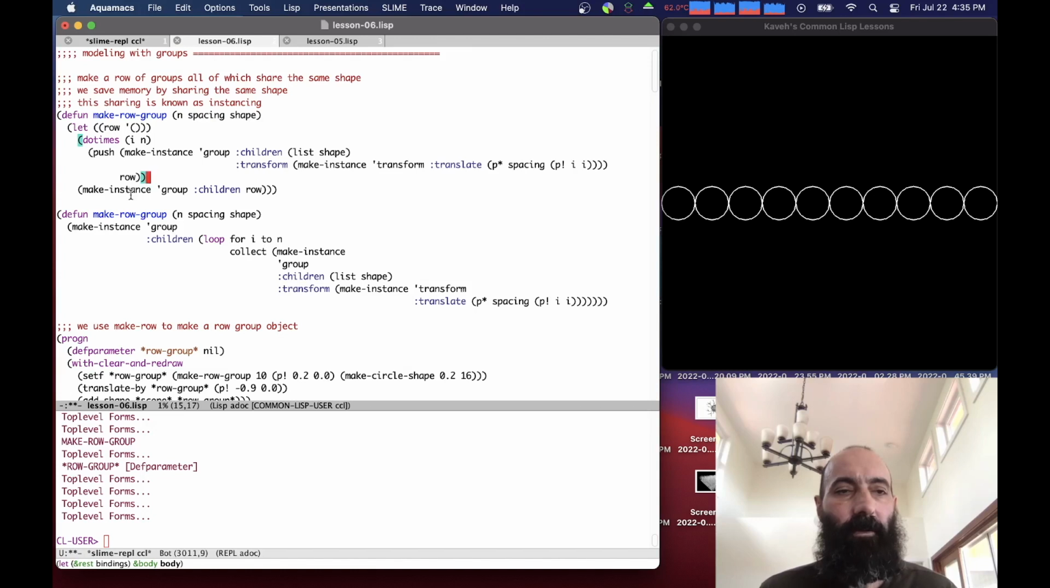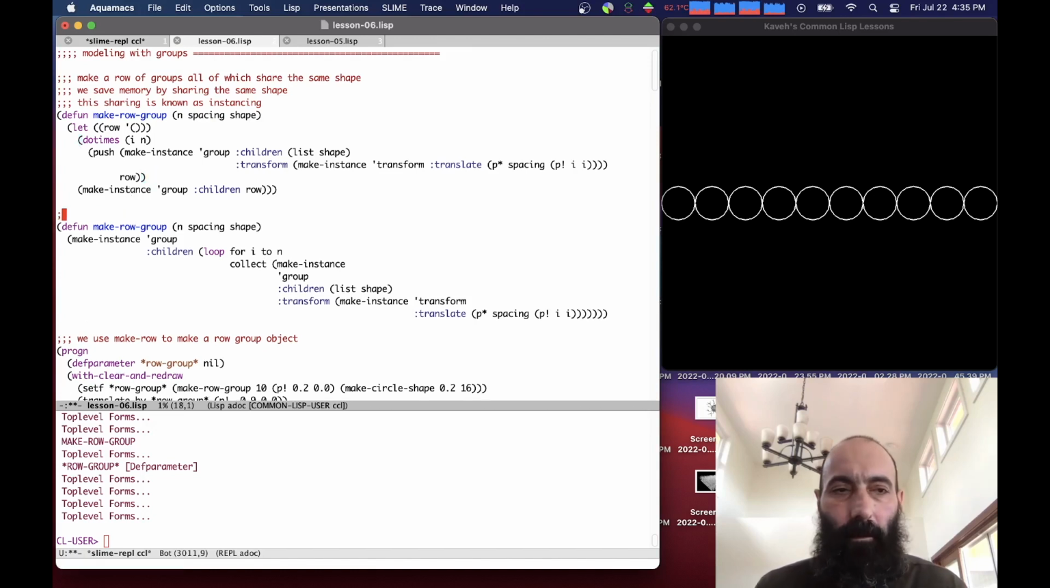So I just thought it might be interesting to see what a version might look like with a loop macro. And it does the exact same thing, but it's more straightforward in that you're not storing intermediate values and then having to use them afterwards.